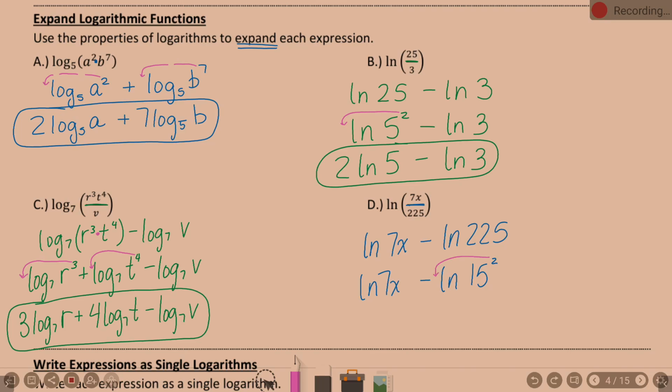There's something else I need. Square the 7 and x. Okay. 7 and x are being what? Multiplied. It's not a power. They're being multiplied. Multiplication within a log can be rewritten as 2 logs being added. So I'm going to rewrite this as natural log of 7 plus natural log of x minus 2 natural logs of 15.